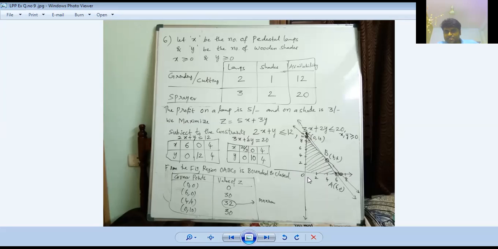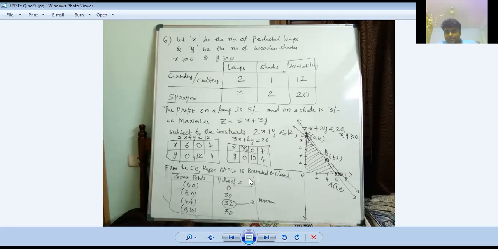Let us shade this part. Simple. What do you write now from the figure? Region O, A, B, C, O is bounded and closed by the corner points (0, 0), (6, 0), (4, 4) and (0, 10).